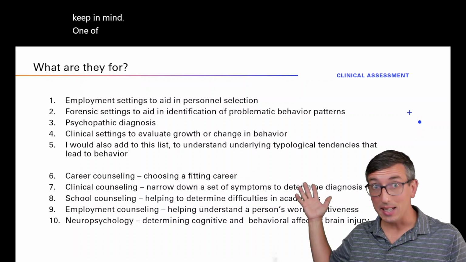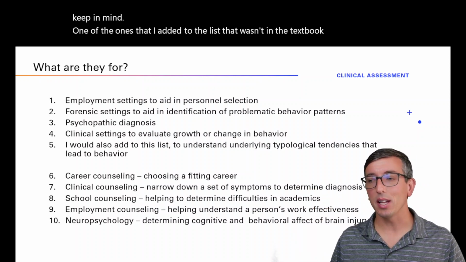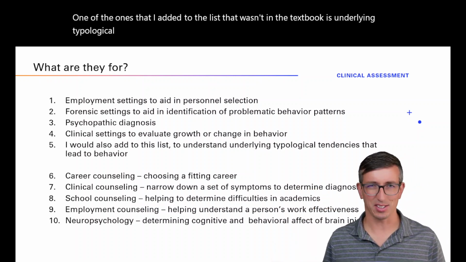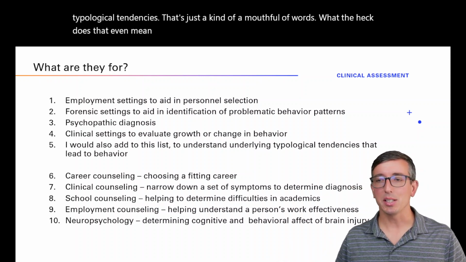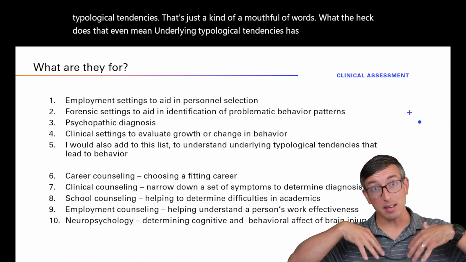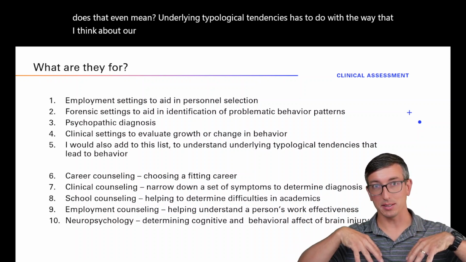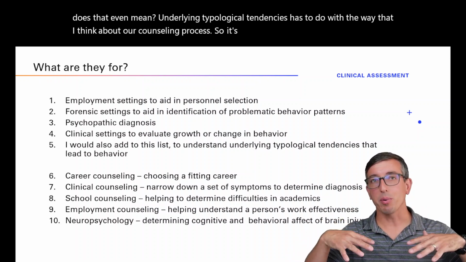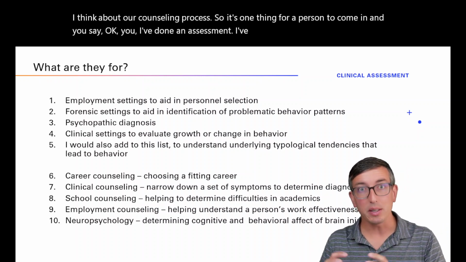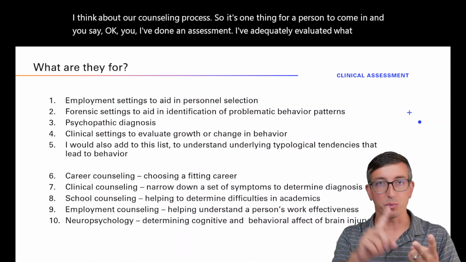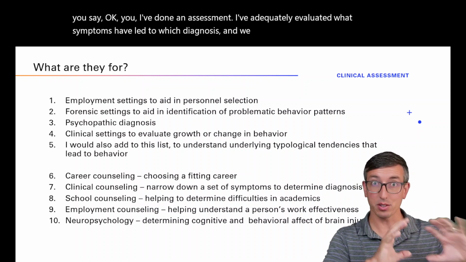One of the ones that I added to the list that wasn't in the textbook is underlying typological tendencies. It's just a kind of a mouthful of words. What the heck does that even mean? Underlying typological tendencies has to do with the way that I think about our counseling process. So it's one thing for a person to come in and you say, okay, I've done an assessment, I've adequately evaluated what symptoms have led to which diagnoses, and we get that part, and that's cool, right?